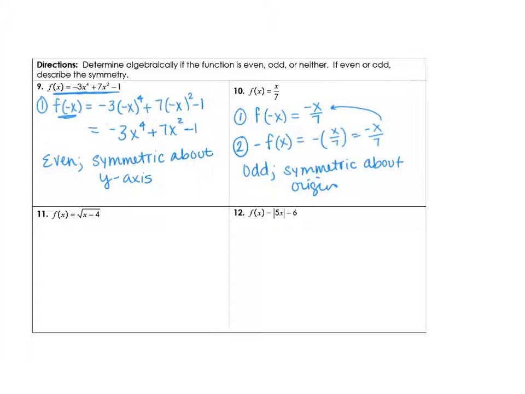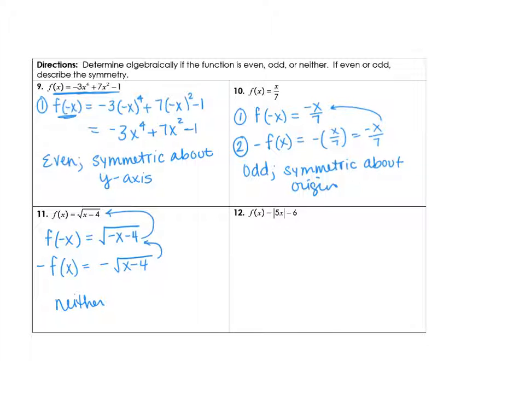All right, so looking at number 11, this one we are going to again start by substituting in f at negative x, and that's going to be the square root of negative x minus 4, and there's nothing we can do with that. We can't factor out that negative or anything like that due to the radical, and be able to simplify down to our original. We could try negative times f at x, but that's going to move this negative to the outside, which is still not what we started with. So this one would be neither.